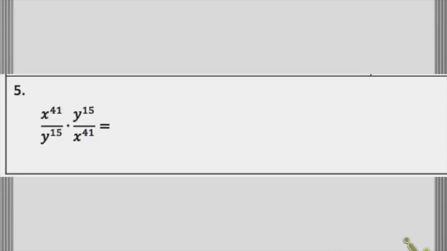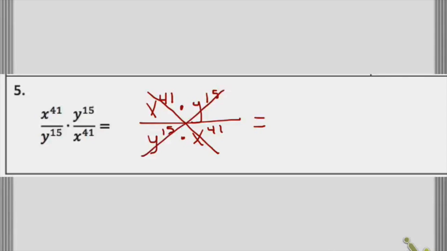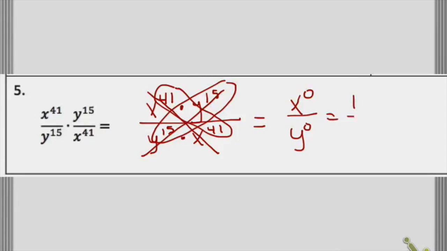And then we have example 5. So we have x to the 41st times y to the 15th all over y to the 15th times x to the 41st. So we have that same idea of something in the numerator canceling with something in the denominator, because if we would subtract those exponents, we would just get 0. 15 minus 15 would also be 0. And so we kind of get x to the 0 over y to the 0, which is really just 1 over 1, or 1 whole. So the key idea here is anything to the 0 power is 1.